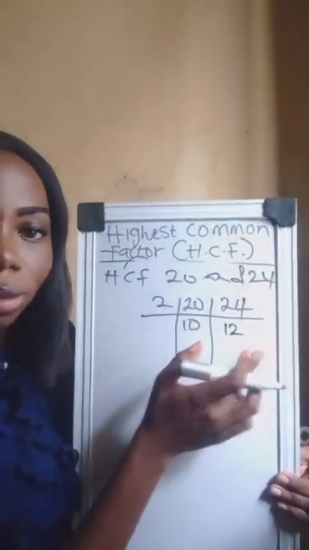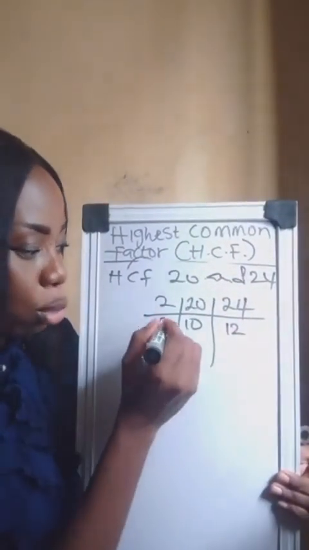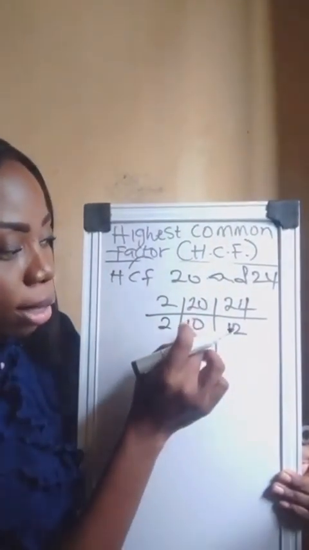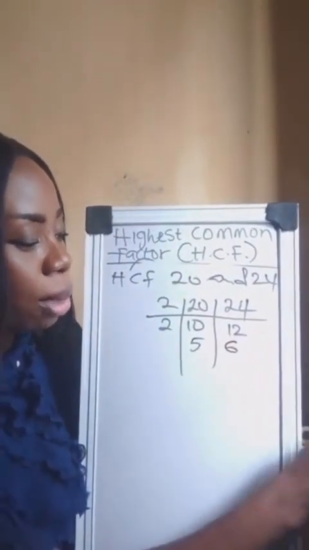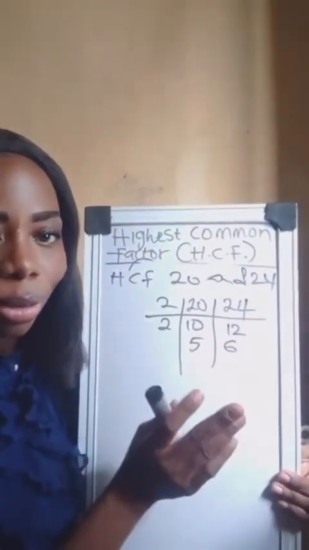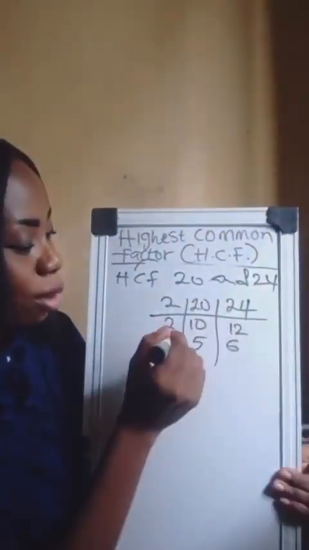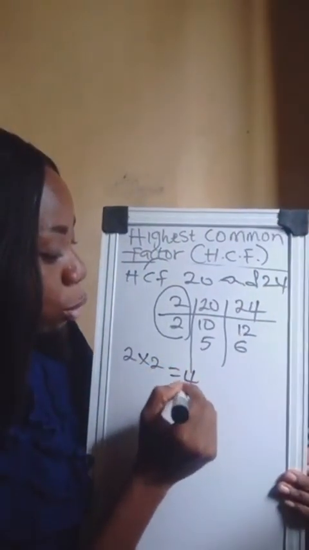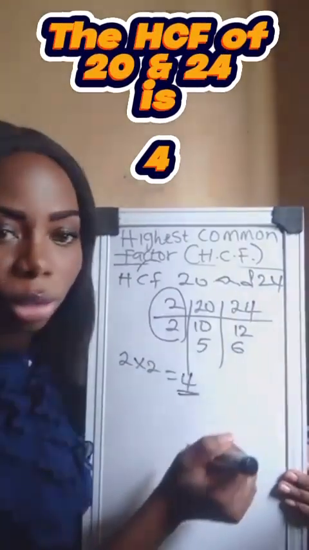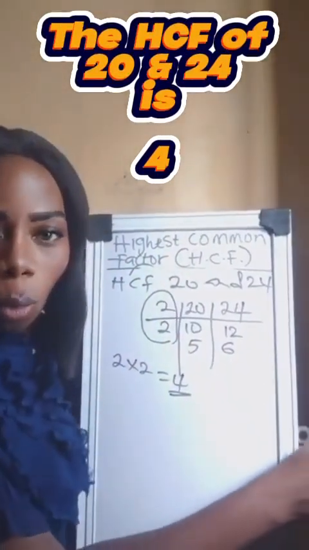2 can still divide. 2 is still a factor of 10 and 12. So we use 2 again. 2 goes into 10 five times, and 2 goes into 12 six times. Now 5 and 6 do not have a common factor. So this is where we end. All we need are these two numbers. 2 times 2 is equal to 4. So the highest common factor of 20 and 24 is 4.